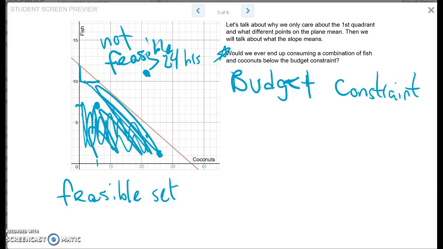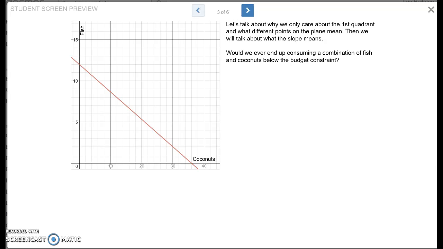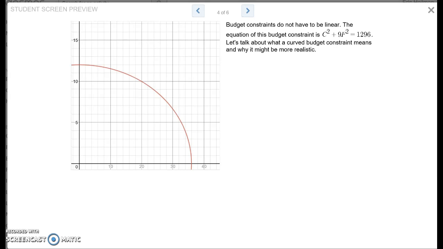Okay, let's look at another example of a budget constraint. This one's not going to be linear. We're going to talk a little bit about what that means. Okay, so here we have a budget constraint. Again, let's assume that this is fish and coconuts. So what this means is that in this world, on this island, the trade-off between fish and coconuts is not constant. And let's talk a little bit about why that might make sense.